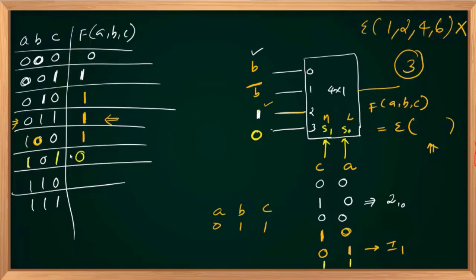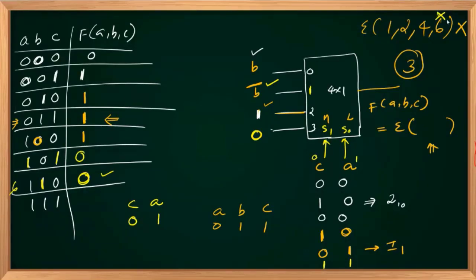Then the second last combination is 1, 1, 0, in which A equals 1 and C equals 0. So it's 0, 1, and I1 will be selected. What is I1? I1 is B complement. B is 1 here, so B complement will be 0. So 6 won't be there, because corresponding to 6 I have an output equal to 0. Let us cross-check again. 1, 1, 0 implies A equals 1, C equals 0, so I1 will be selected, and the output is 0. So your answer is of course wrong.